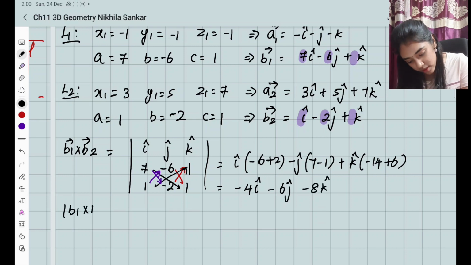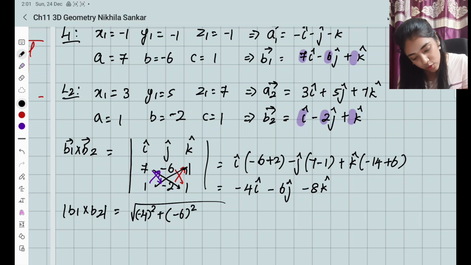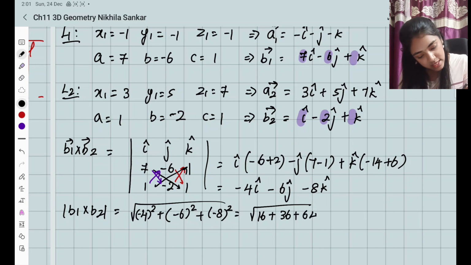I also need to find the magnitude of this. So this is going to be the square root of (minus 4) squared plus (minus 6) squared plus (minus 8) squared. So this is the square root of 16, 36, 64. 64 plus 36 is 100, so the square root of 116. This is the magnitude of b1 cross b2.